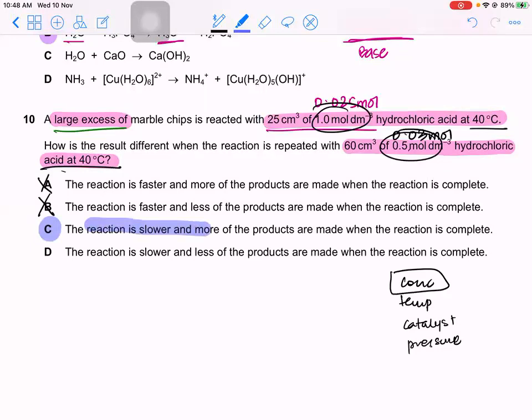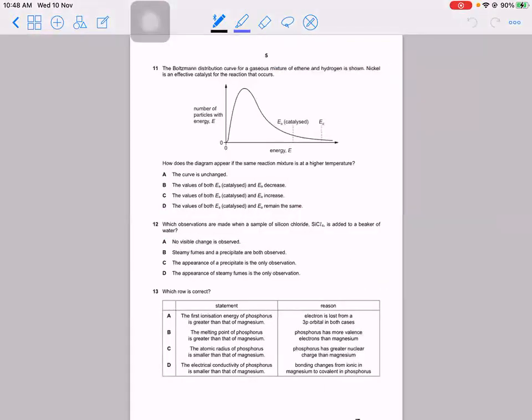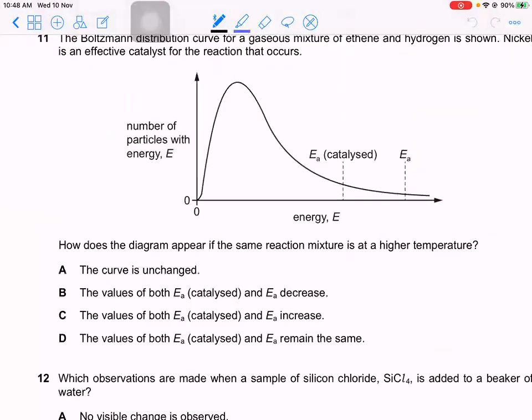Reaction is slower. Why is it slower? Because you have decreased the concentration. More product. Why? Because you've increased the moles of HCl. So more product will be formed. Clear? All right. Understood? Question number 11.